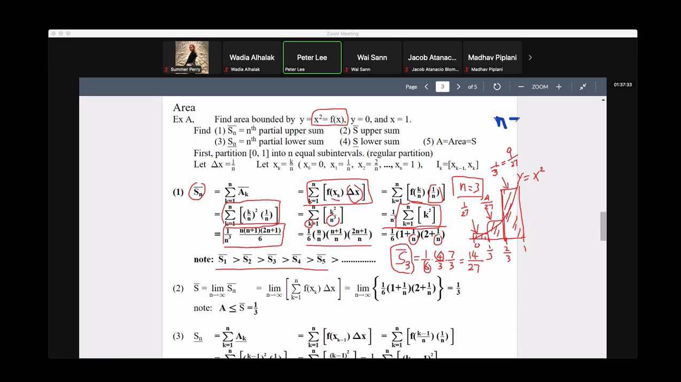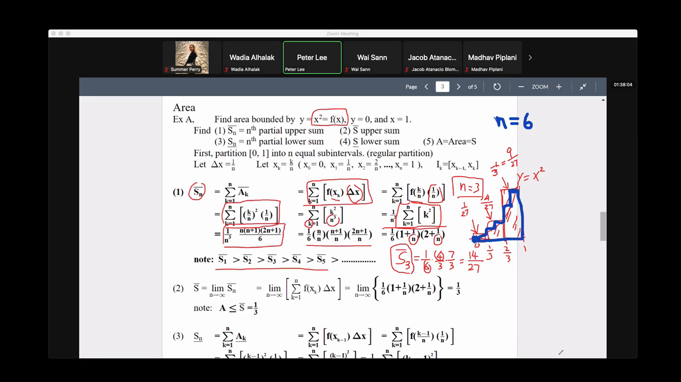I'm going to put this in bold here so that we can see what's going on. When n equals 6, we get this. Now, the area under the blue is also an upper sum. This is the upper sum when n equals 6.